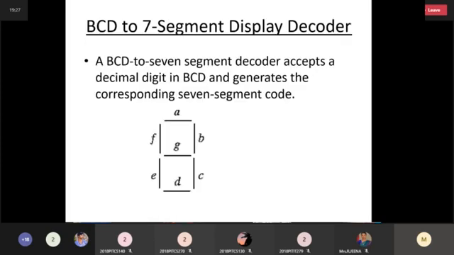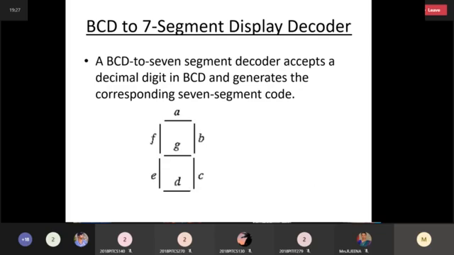Next one is the BCD to 7 segment decoder. This is used in a digital calculator, for how the numbers are displayed. The BCD to 7 segment decoder accepts the decimal digit in BCD and generates the corresponding 7 segment code. For example, how to write 0 with this code? A is active, B is active, C is active, D, E, F are active.